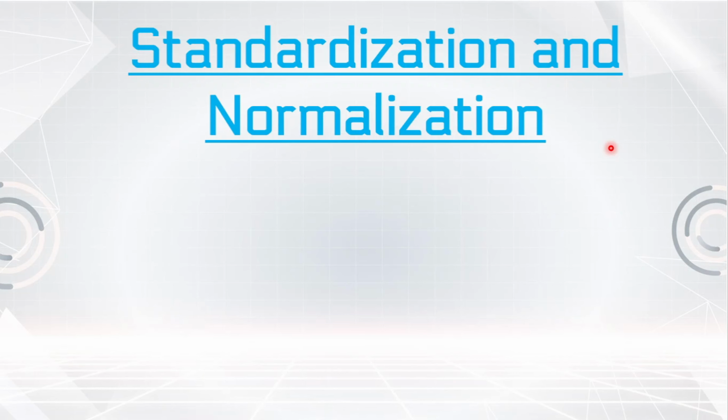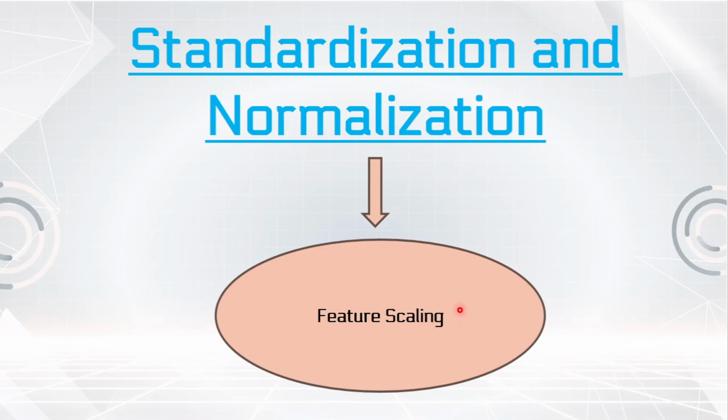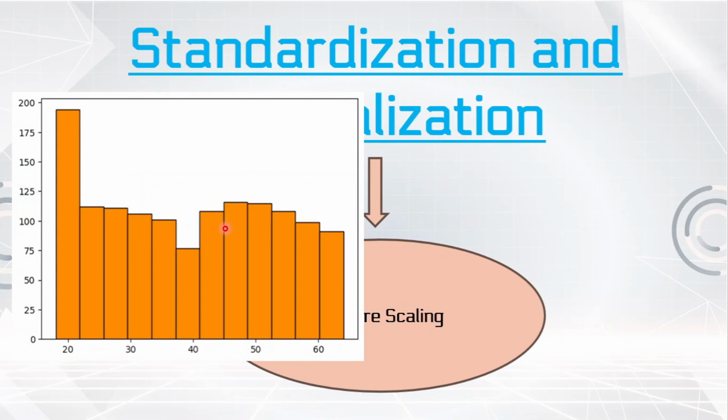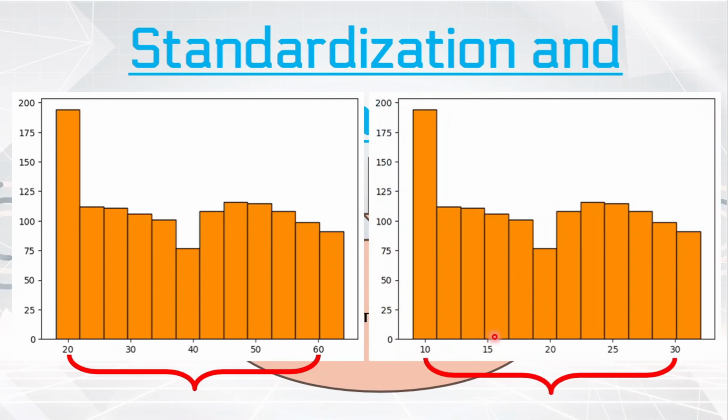First of all, both standardization and normalization are types of feature scaling. Let's see, what does feature scaling mean? In this example, we have a dataset plotted on a histogram. Its range starts around 20 and ends around 60. If we divide all the values by 2, we will change its scale from 20 to 60 to from 10 to 30. This is an example of feature scaling.